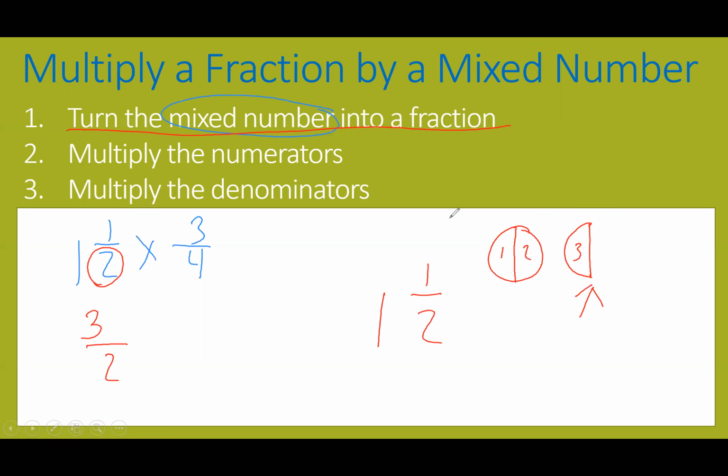Now, if you don't want to draw a picture every time, here's the easy way that we did it in class. And we're going to practice this quite a bit. 1 times 2 is 2. And then 2 plus 1 is 3. And that's how we got 3 halves.